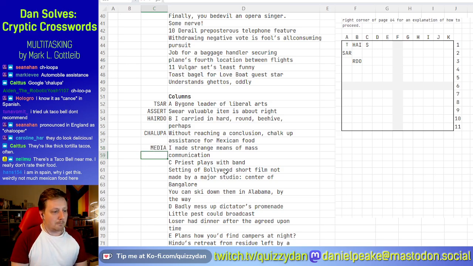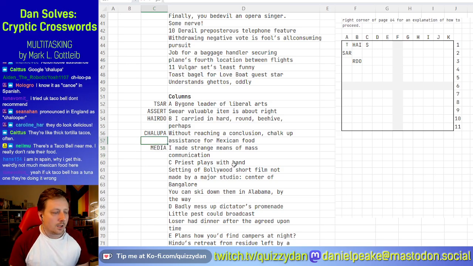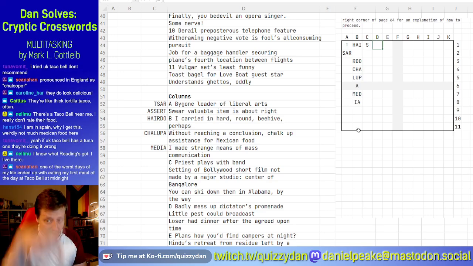Strange means of mass communication. Media. A media is a means of mass communication. And then priests. Oh, that's column B. Hairdo, chalupa, media. Is there a way of? There is only one in that. Media. Literally just writing out the things so that I know what they are, even though things will get shoved down.